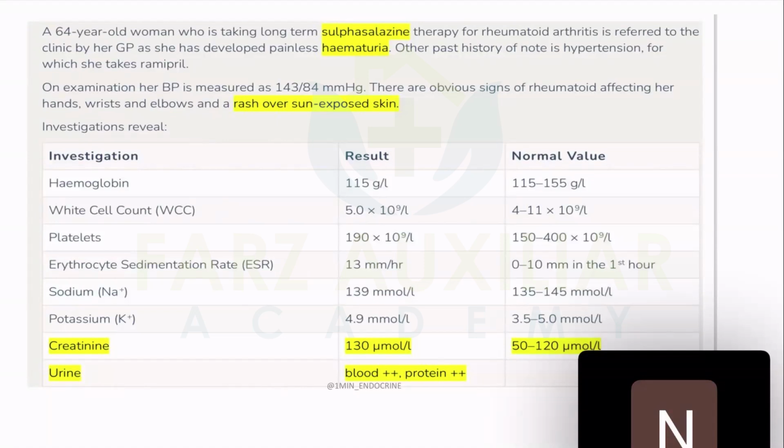So, with only painless hematuria, you can't directly go for malignancy unless there is a family history given or some other pointers for malignancy. Especially when other more specific pointers are given: rash over sun-exposed skin, signs of rheumatoid, sulfasalazine. These are all pointing towards only one diagnosis, which is SLE. I mean, rash over sun-exposed skin, is there any other diagnosis in MRCP?